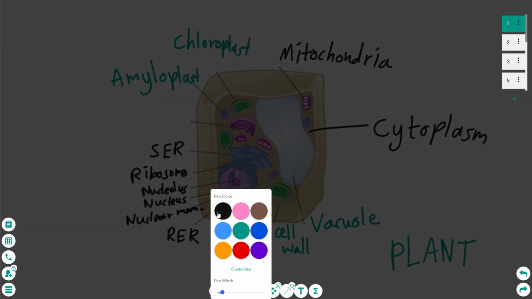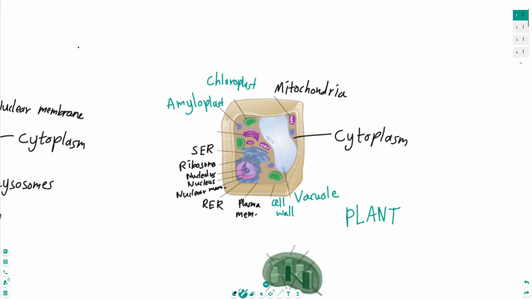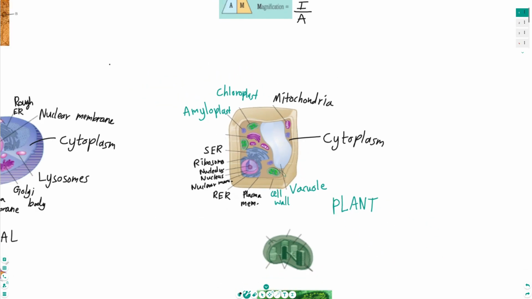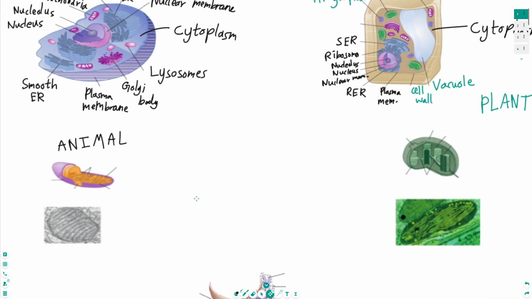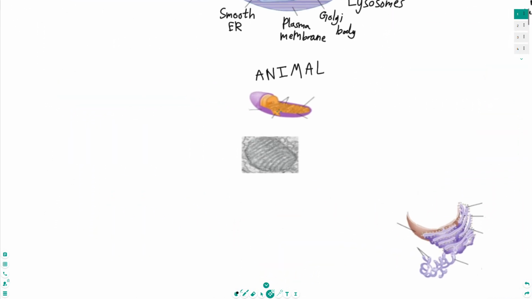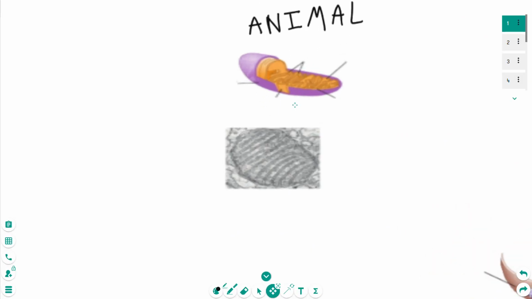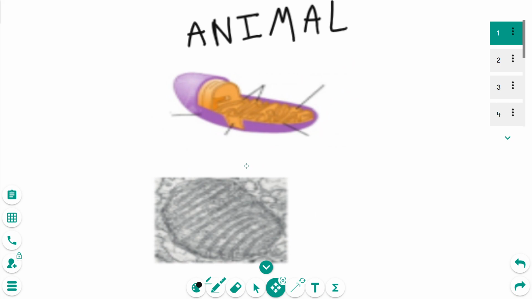So let me just go back to black. Okay, so we've looked at some differences between plant and animal cells. Now we're going to go into a little bit more detail of some organelles. So if I just zoom in here, this is the mitochondria. I'm just going to quickly label this and then we'll move on to the chloroplast.